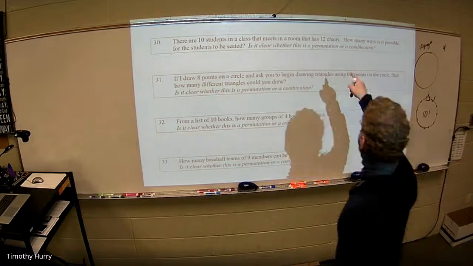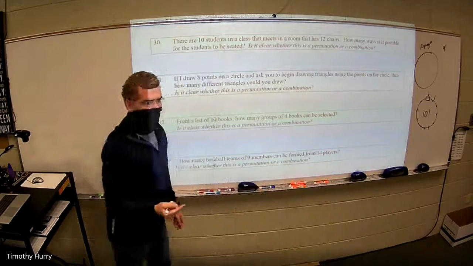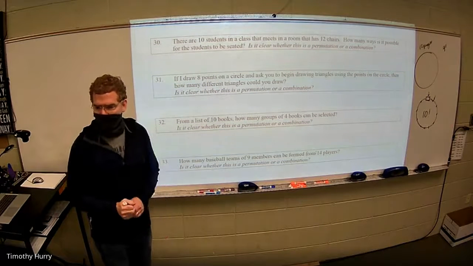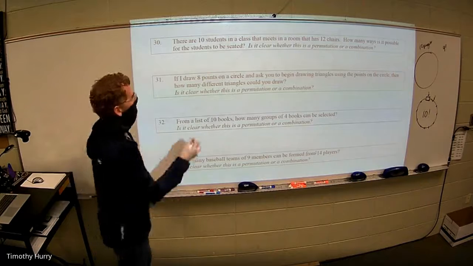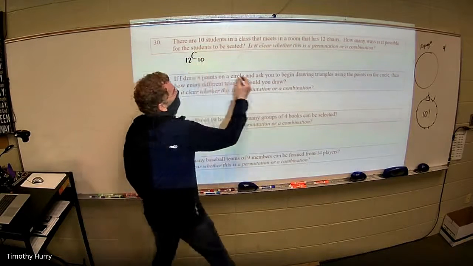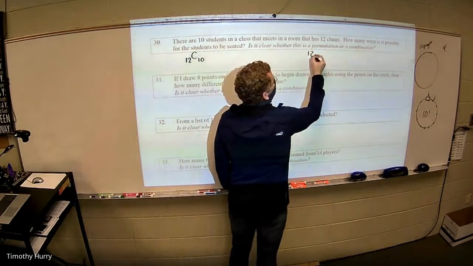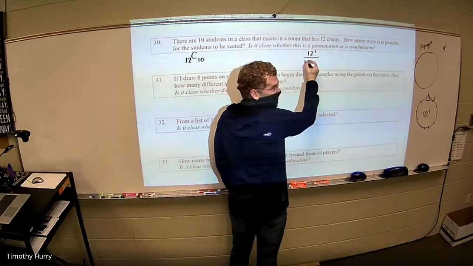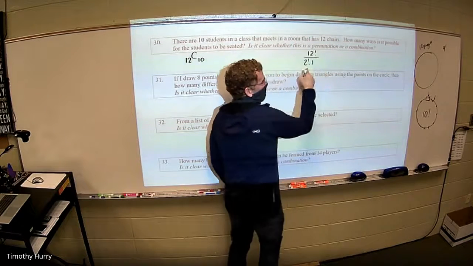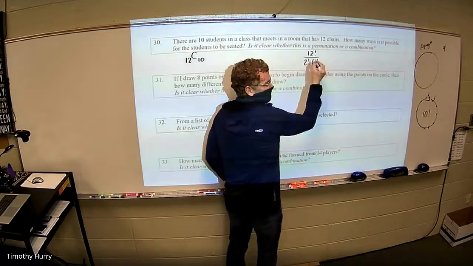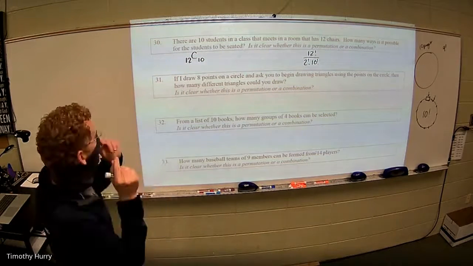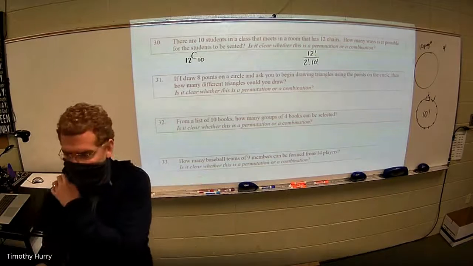So if there's 12 chairs to pick from, and I want to pick 10, how would I say that? 12C10? And we know that 12C10 is the same thing as 12 factorial over what? 12 minus 10, which is 2 factorial, and still over 10 factorial. Okay, so I just picked the chairs. Great, I've got the 10 chairs I'm going to sit the students in.